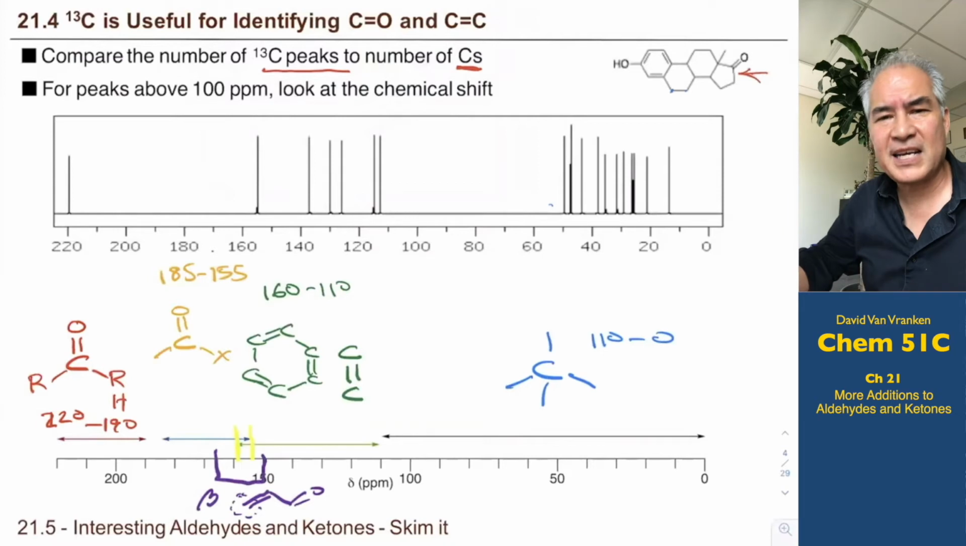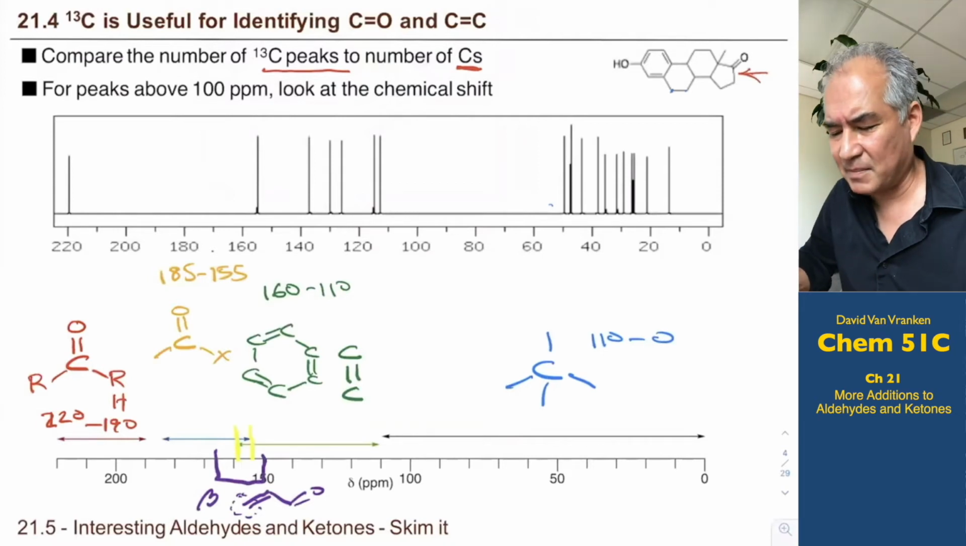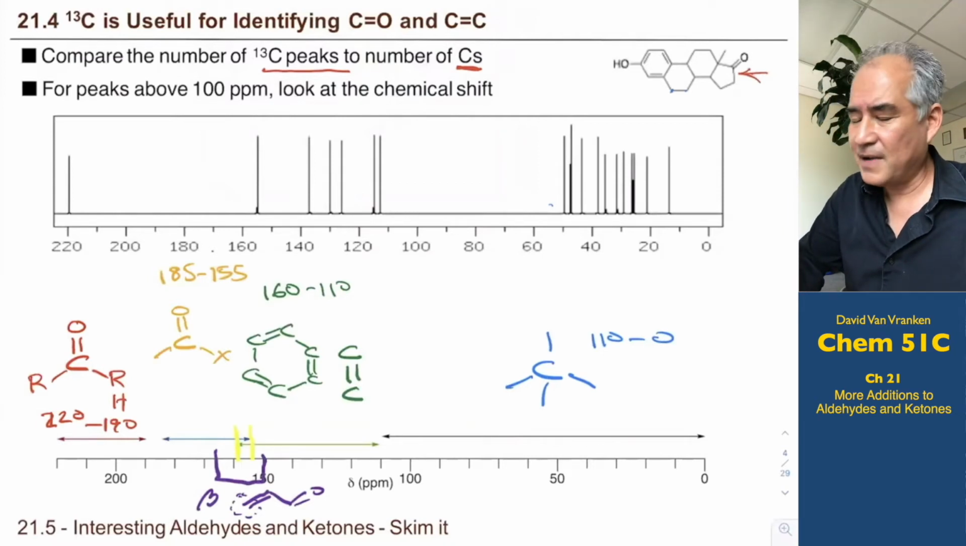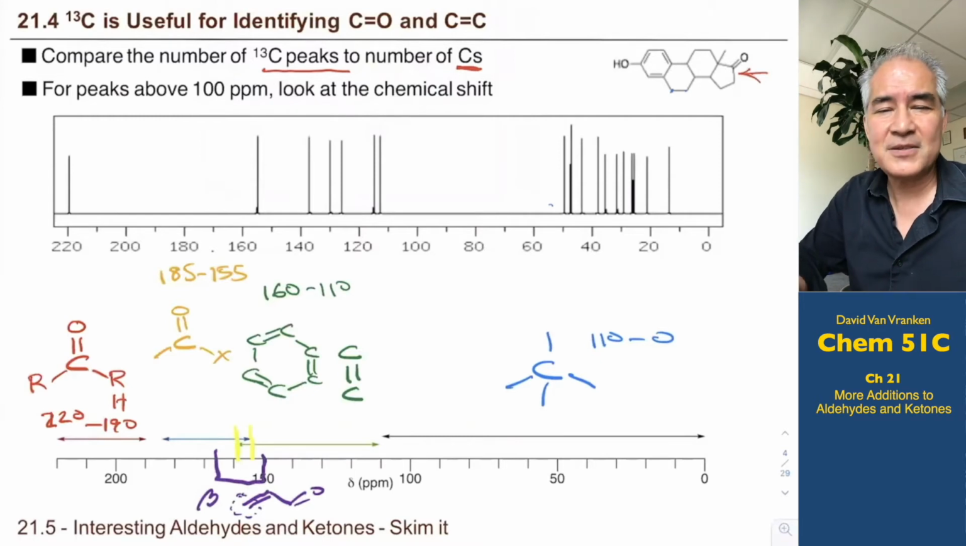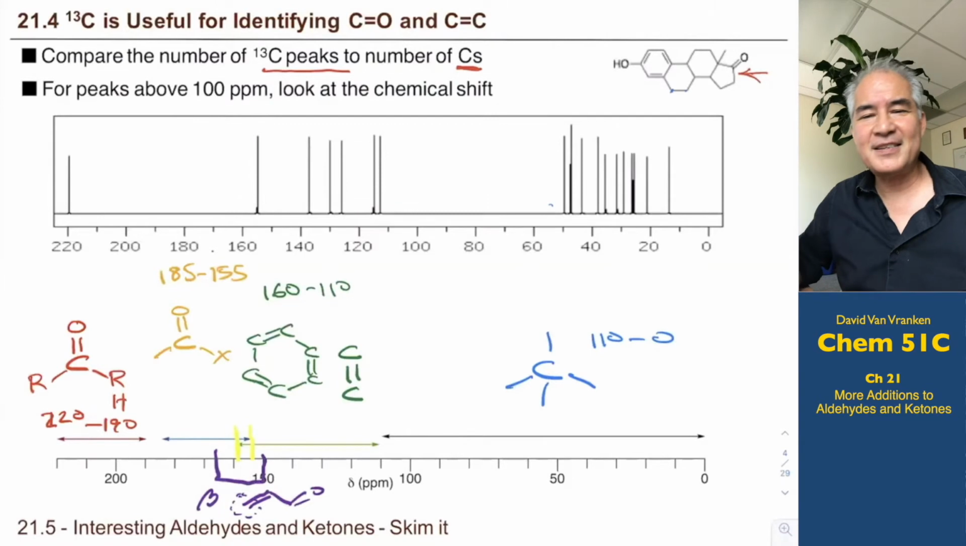We'll talk more about enones and why they're reactive on that beta carbon. But for the most part, you've got distinctive regions of the C13: singly bonded carbons, doubly bonded carbons, carbonyl groups, and then aldehydes and ketones.